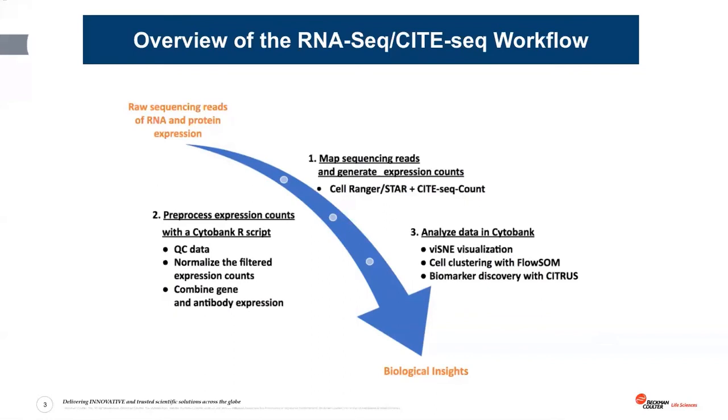And as soon as the data is in Cytobank, you can do many different kinds of analysis in Cytobank. So for example, you can run viSNE to visualize the underlying data pattern of your CITE-seq data or single-cell RNA-seq data. And then you also can run FlowSOM to identify cell clusters or use Citrus to do biomarker discovery. And from there, you can get your biology insight from your data.